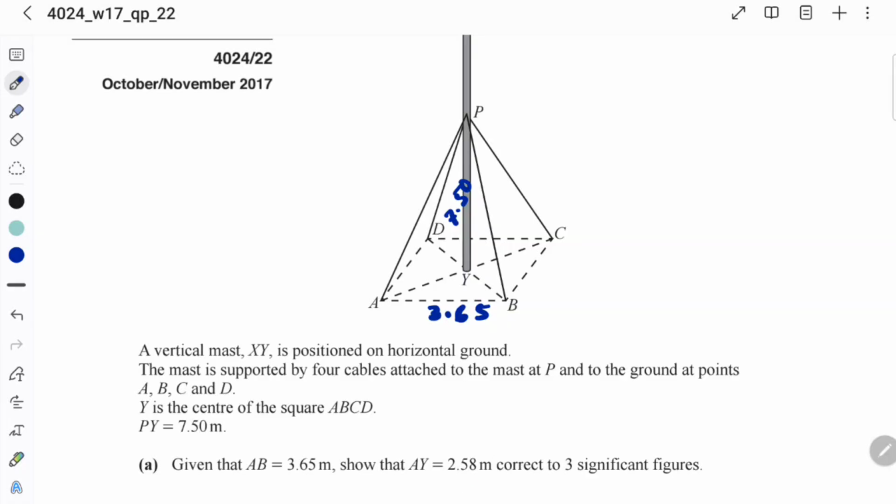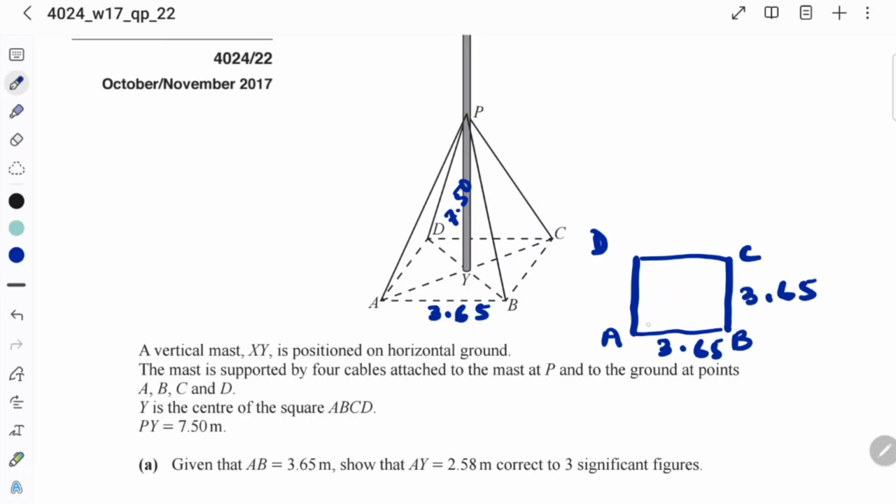So what are we going to do? We take the square base, A to B to C to D, with each side 3.65. Y is in the center, so we find the length of AC, then divide by 2 to get the length of AY, which will be equal to 2.58, which we have to show. So calculate the value of AC as it's a square base.